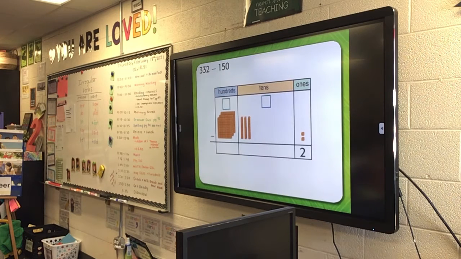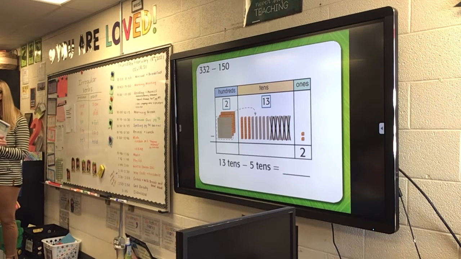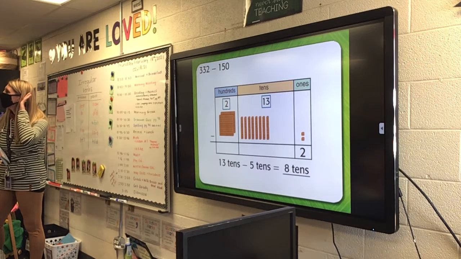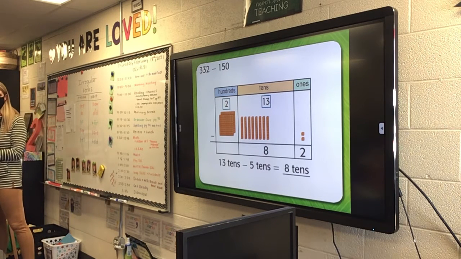Next, let's look at the tens column. Can we subtract 5 tens from 3 tens? No, we can't. We need to regroup 100 as 10 tens. Now we have 13 tens and 2 hundreds. We can subtract 5 tens from 13 tens. What is 13 tens minus 5 tens? 8 tens. Write an 8 in the tens column.